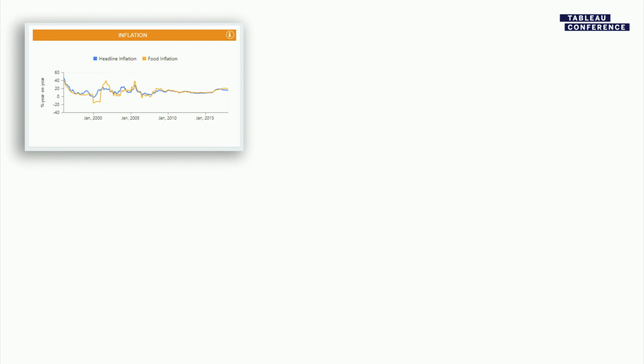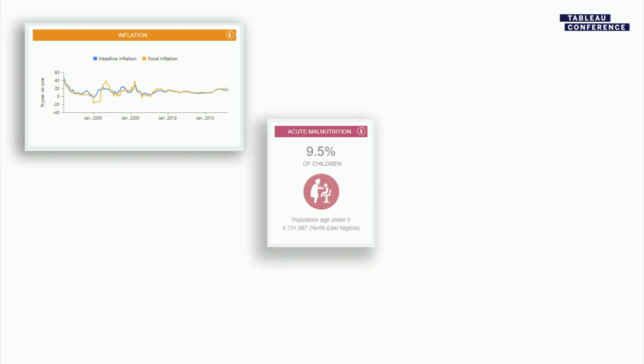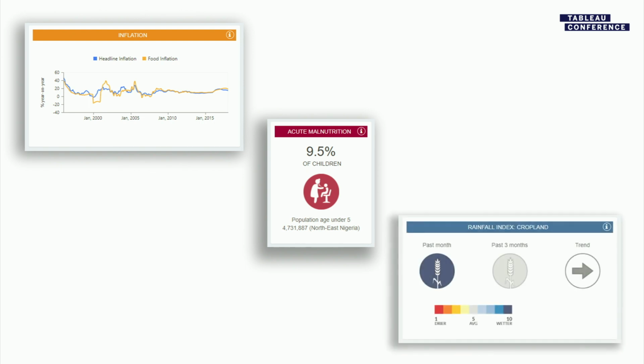So quickly, we can take a look at inflation prices for your area of interest. We can understand the rates of acute malnutrition in children in a particular location. And we can also understand what's happening with the agricultural growing season. You know, is there a drought condition in this region? Are they able to continue to produce crops, or are they also in a rainfall deficit, for example? So we bring it all together in one location.